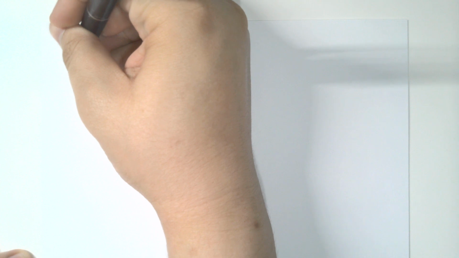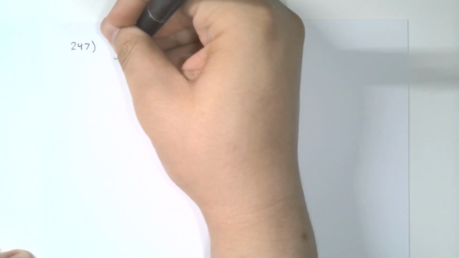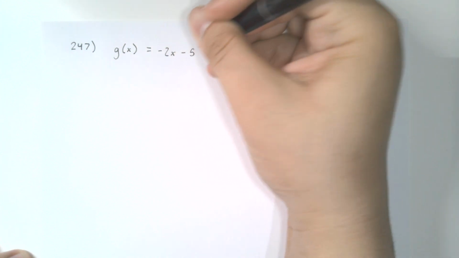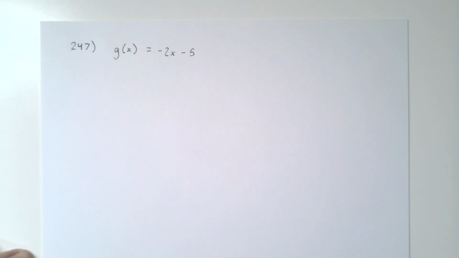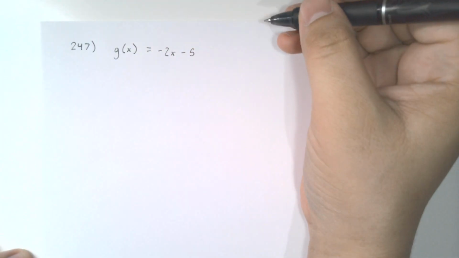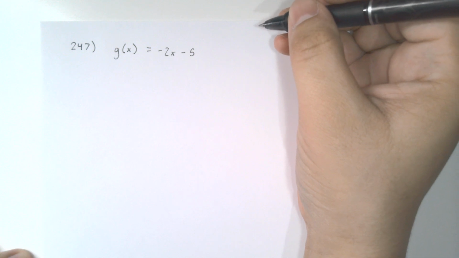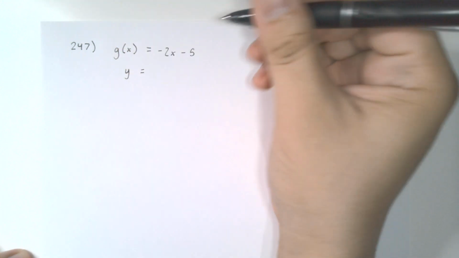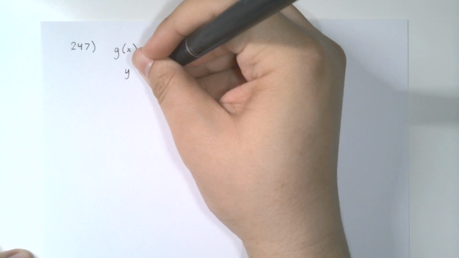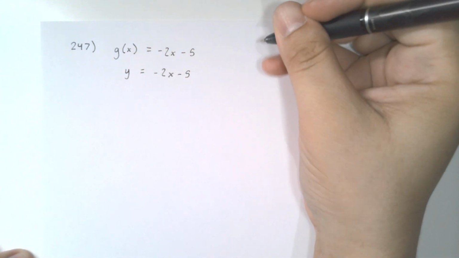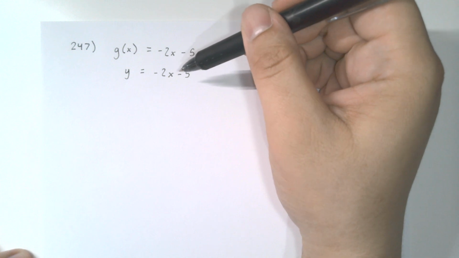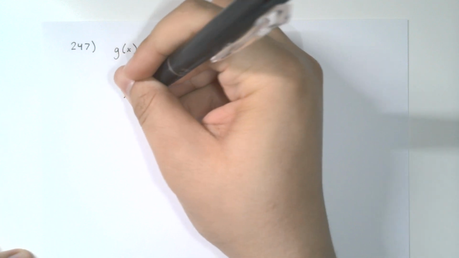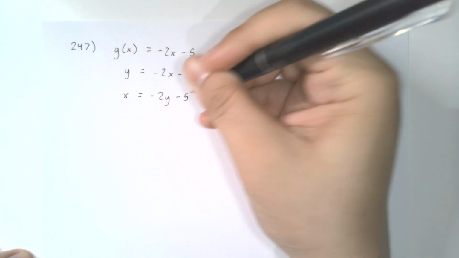So, for number 247, we have that g of x is equal to negative 2x minus 5. In order to find the inverse function, what we do is we switch the x and y values here. So we know that g of x really just means the y value, and for convenience, I'm just going to replace g of x with y. Just rewriting our function like this, we have our y value and our x value. And again, what we want to do is switch these two. So now I'm going to write x is equal to negative 2y minus 5.